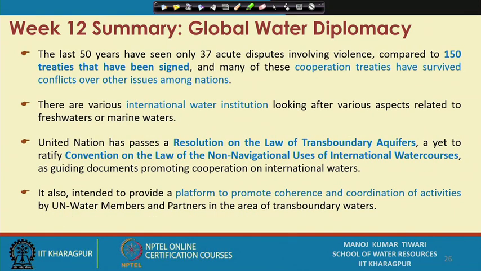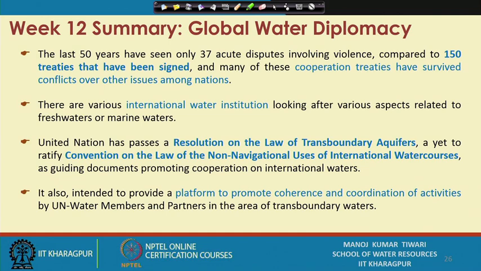Now, in the last 50 years there have been only 37 acute cases of dispute, cases of disputes having violence and all that, as was reported by the United Nations, while around 150 treaties have been signed. So, that suggests that the cooperation treaties are more dominant over the disputes, and the major part of the international waters is being treated more towards cooperation rather than disputes.